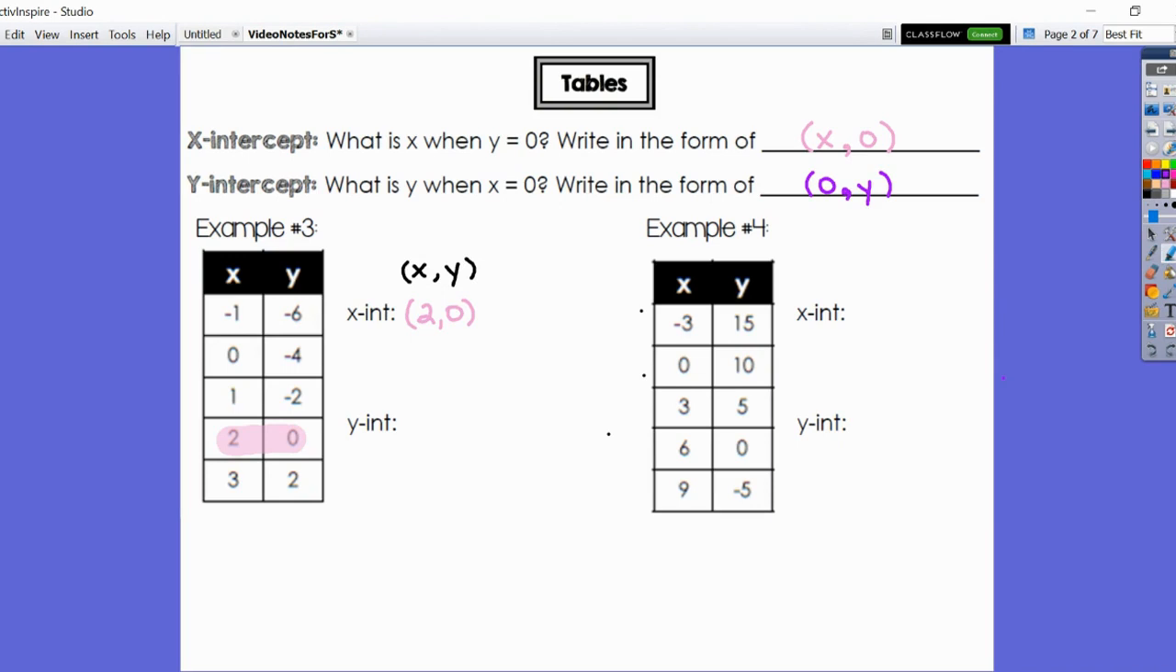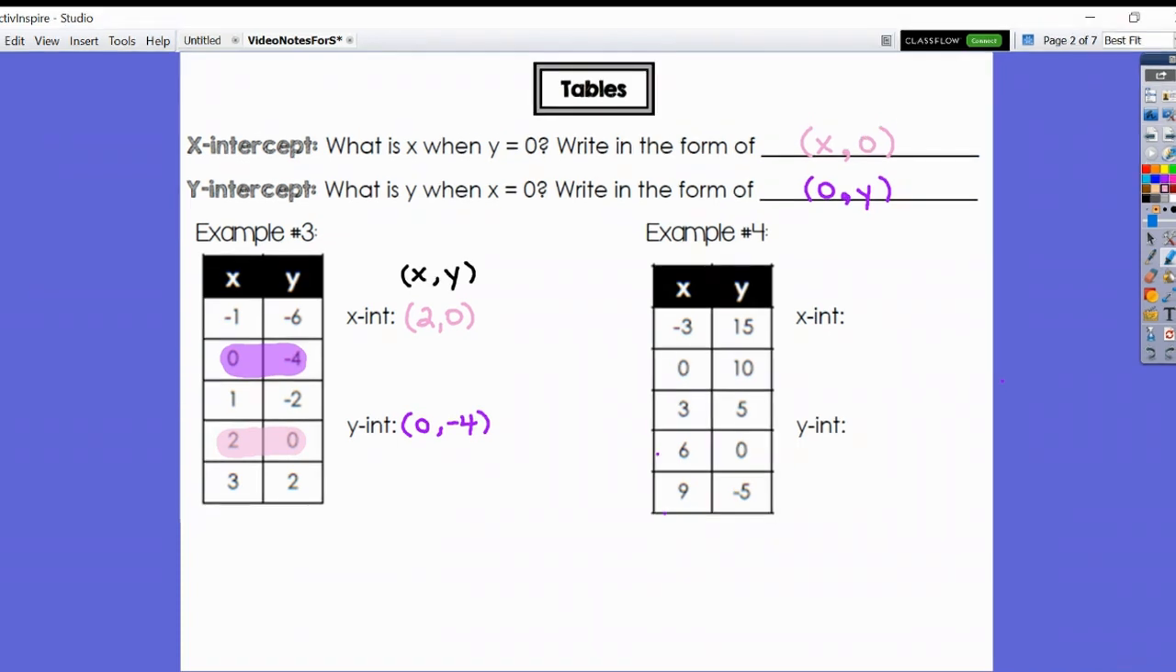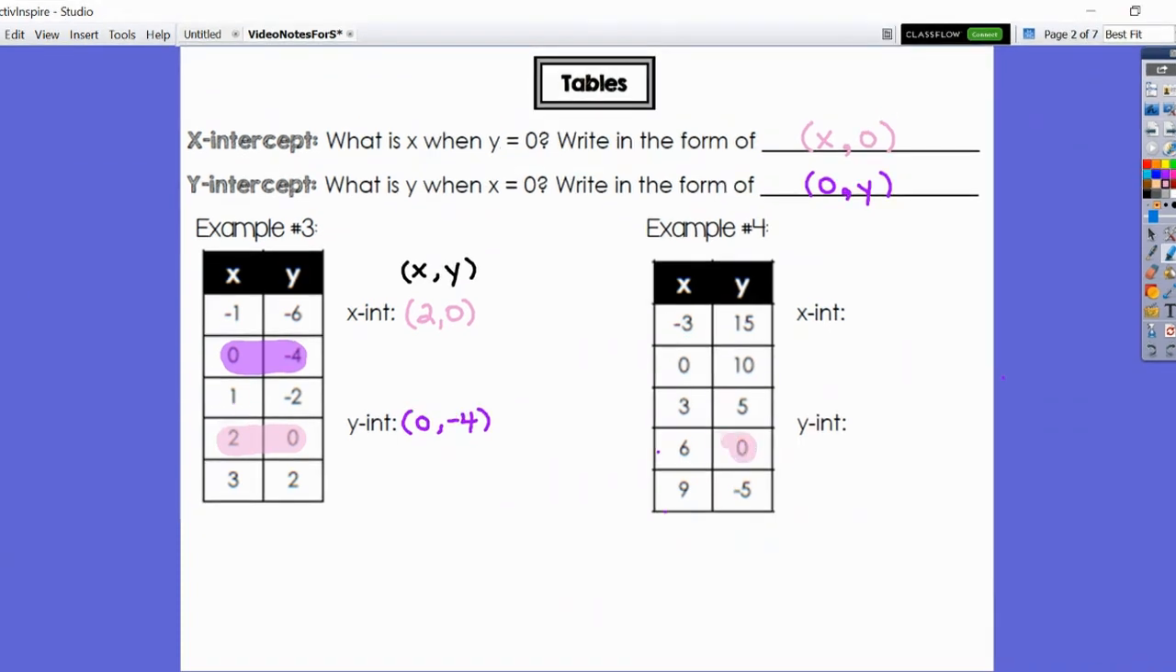Pulling it right from my table, the x and y value of that row in the table. Then let's go ahead and highlight the y-intercept in purple. That's where x equals 0, and I highlight the same corresponding number in that row. 0 comma -4 is what I'm pulling from the table as my x and y point for the y-intercept. For example number 4, let's highlight when we have y equal to 0, and we'll name the x value with it. 6 comma 0 is my x-intercept.